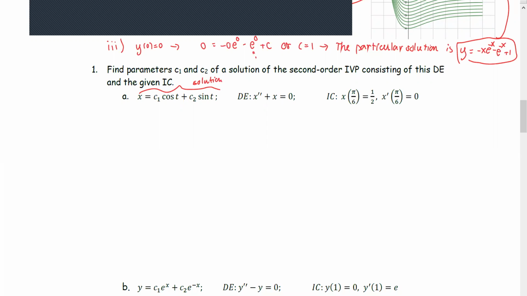Initial conditions: x at pi over 6 equals 1 half, x prime at pi over 6 equals 0. Our goal is to find out what C1 and C2 make this solution satisfy the initial conditions of this given differential equation.